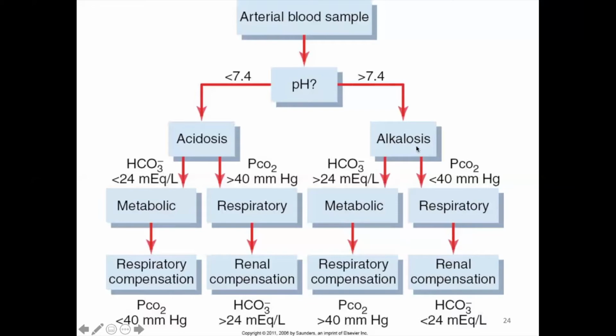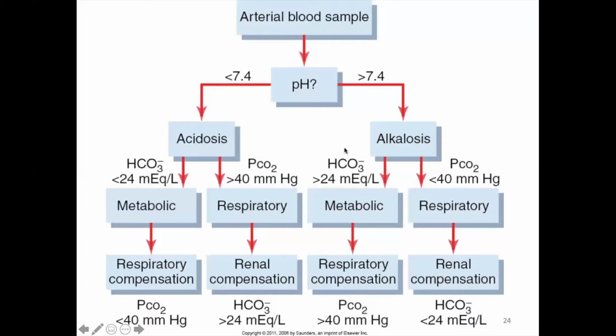Now, looking at the other side of the scale, if our pH was higher than the 7.4, we know that we're going to be alkalotic, right? So then we're going to take a look at our bicarbonate levels and our partial pressures of carbon dioxide. And if our bicarbonate levels are greater than 24 milliequivalents per liter, we know that we are in metabolic alkalosis. And to find out if we are compensating through our respiratory system, we can look at the partial pressure of carbon dioxide. And if it's greater than 40 millimeters of mercury, we'll know that we are compensating through the respiratory system.